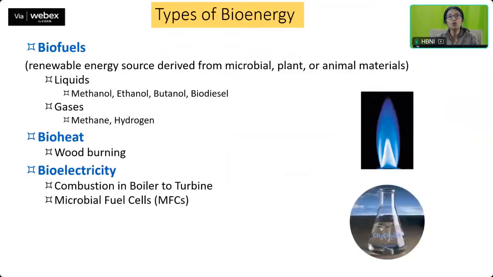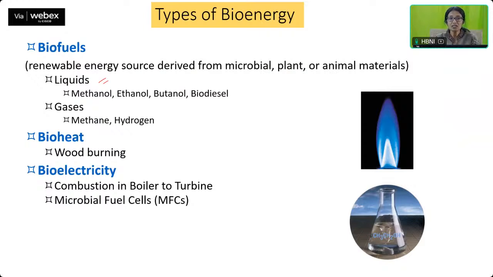Okay. So from this, what are the different types of bioenergy you can get from biomass? One is biofuels. As the name suggests, this is a renewable energy source derived from microbial, plant or animal materials. Among them, you can have liquid biofuels like methanol, ethanol, butanol, biodiesel, or else you can have gaseous biofuels like methane and hydrogen, which are generated from the biomass.